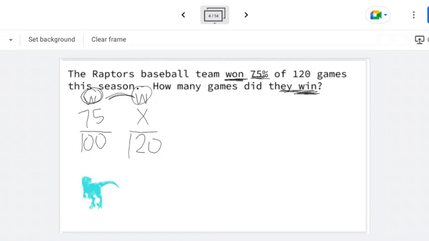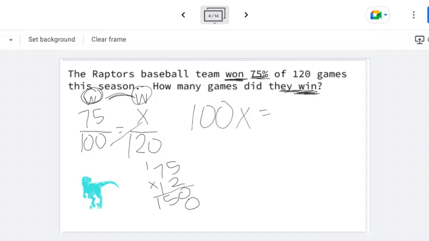So once I get it set up, I cross multiply 100 times X, 100X. Okay, now 75 times 120. So we can do the whole thing, or we can do 75 times 12. Okay, 2 times 5 is 10. 2 times 7 is 14, plus 1 more is 15. 0 placeholder. 1 times 5 is 5. 1 times 7 is 7. We can add all those up. 0, 10, 7, 8, 9.